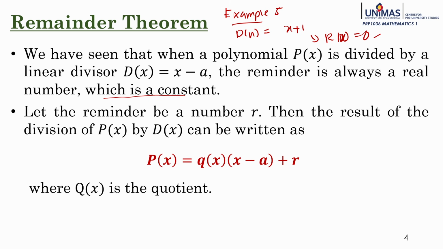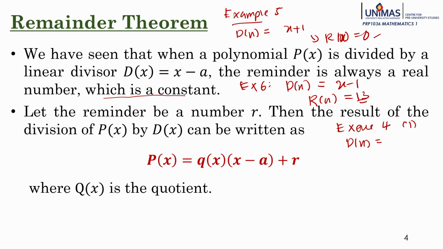Or maybe you can also see example 6. When d(x) is x minus 1, the remainder we get is 13. And also in the exercise, exercise 4.1, when d(x) is x minus 2, the remainder you get is 56. You can see that when we divide by x minus a, which is linear, the remainder must be a constant.